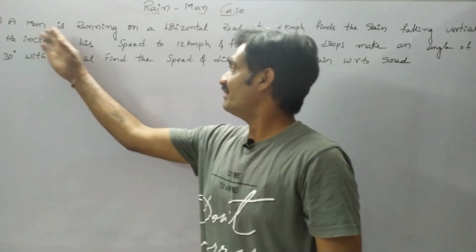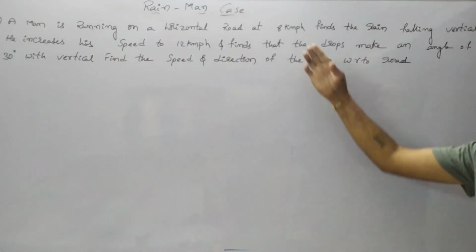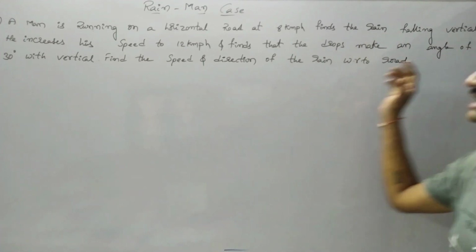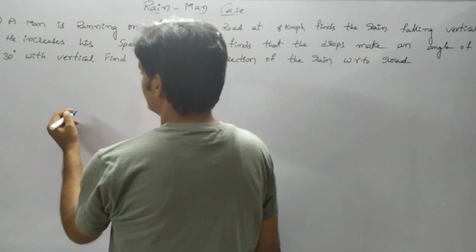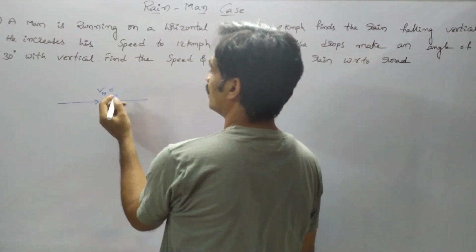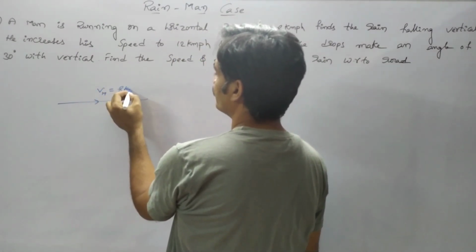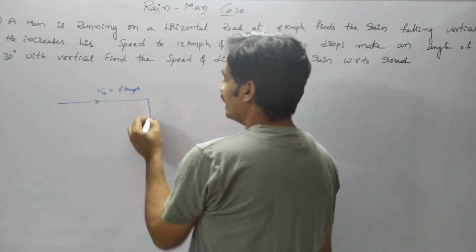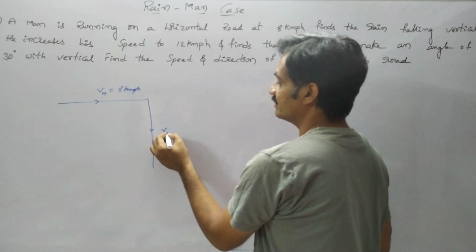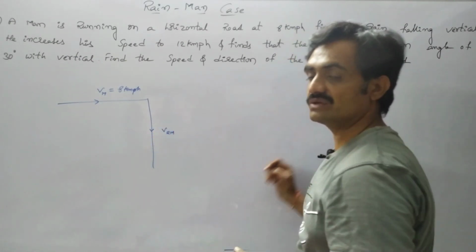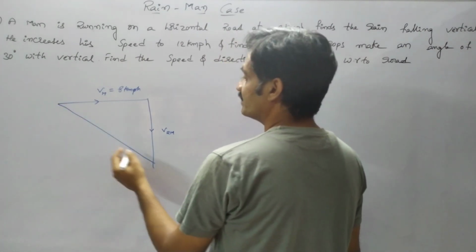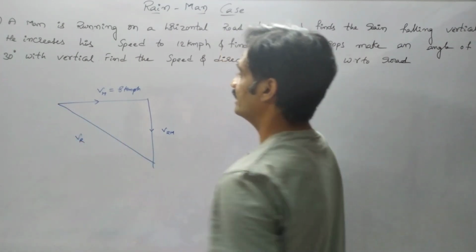The next problem: a man is running on a horizontal road at 8 km/h and finds the rain falling vertically. So observe that the man is running on the horizontal road with a velocity of 8 km/h, whereas the rain appears to the man to be falling vertically. Here this represents the velocity of the rain with respect to the man, and this represents the velocity of the rain.